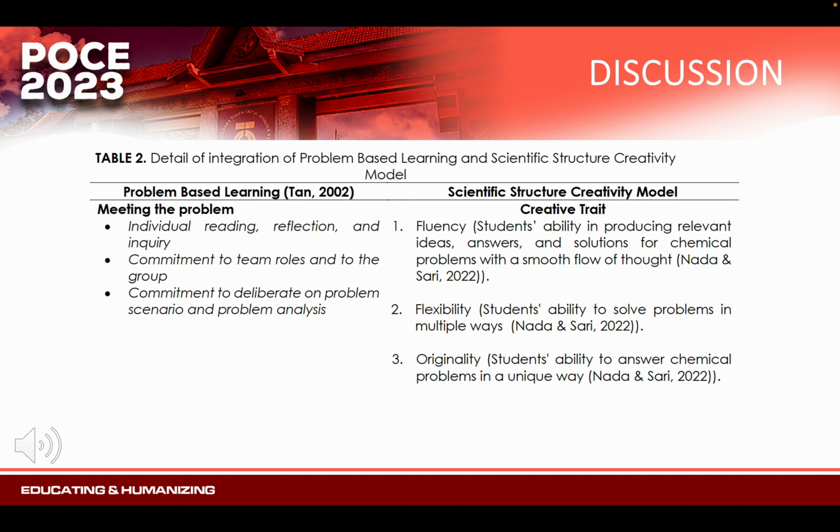So the meeting of the problem, the first step in the PBL, is combined with the creative traits, which are fluency, flexibility, and originality. For example, at the end of the problem scenario, the students are encouraged to express their solutions, ideas, and answers, referring to the characteristics of fluency, flexibility, and originality.